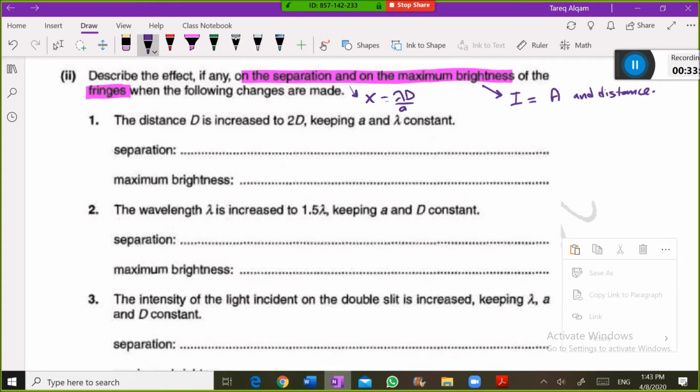What will happen here, guys, to the separation? If I increase D, what will happen to the separation? This formula is on the film. Increase, from the formula, guys. Yes, exactly. Doubled. Why? Because the relation between x and D is directly proportional.